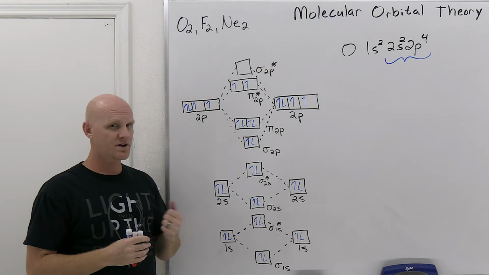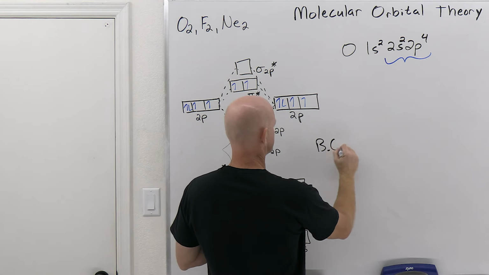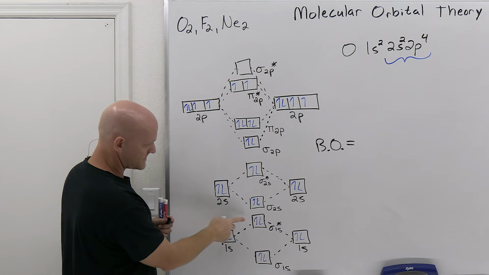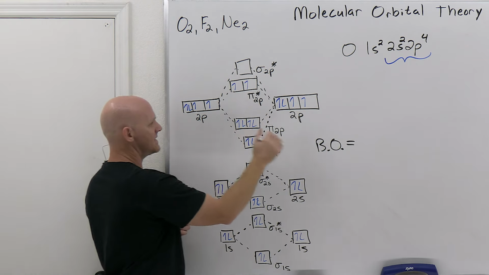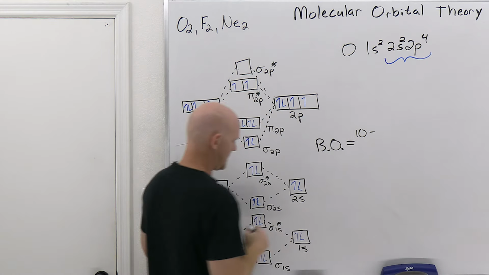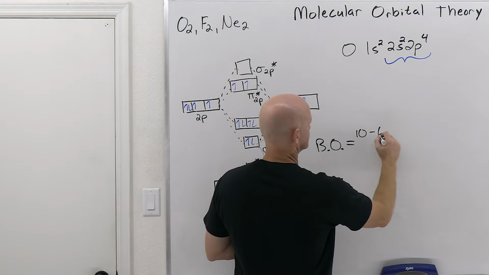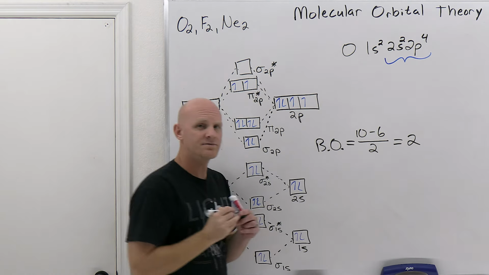Now this tells us a couple of things. So one, if we take a look at that bond order calculation, in this case, if we do it for the whole thing, we could say bonding 2, 4, 6, 8, 10, and then antibonding 2, 4, 5, 6, all over 2 is going to get us a bond order of 2.